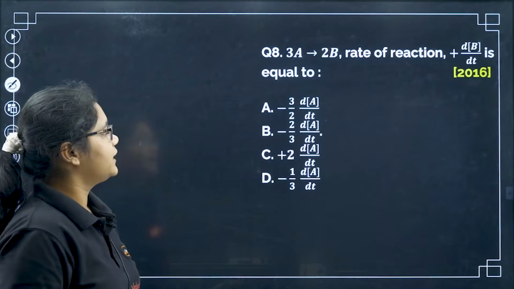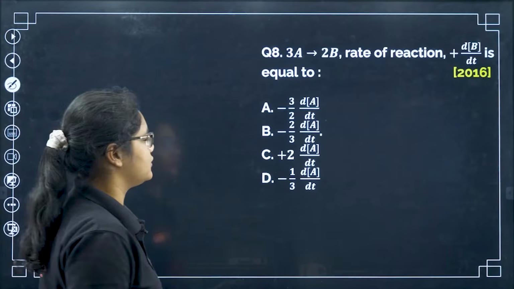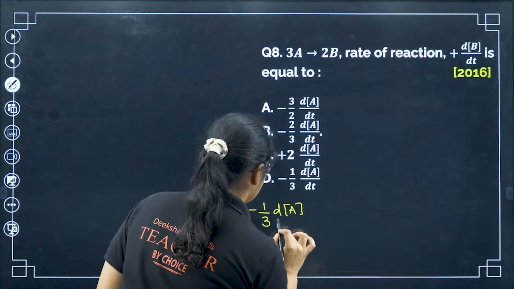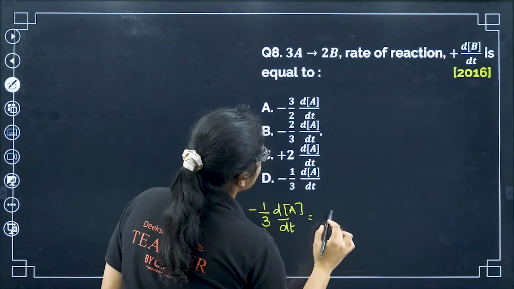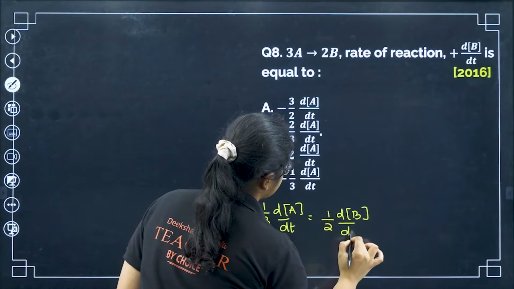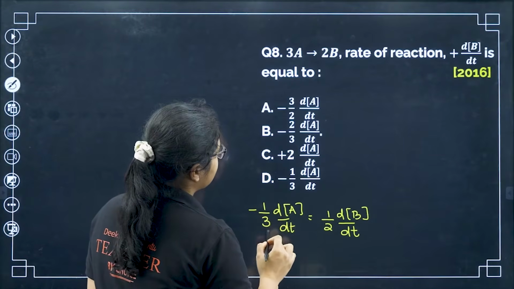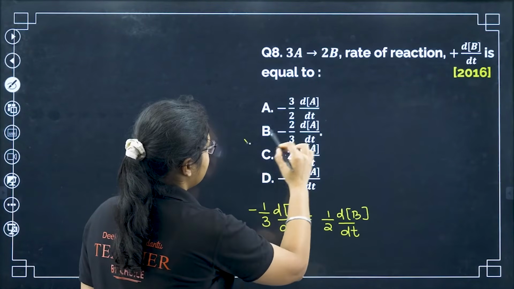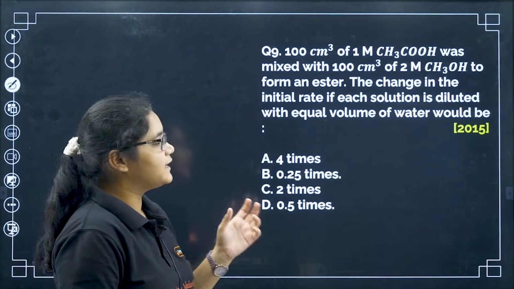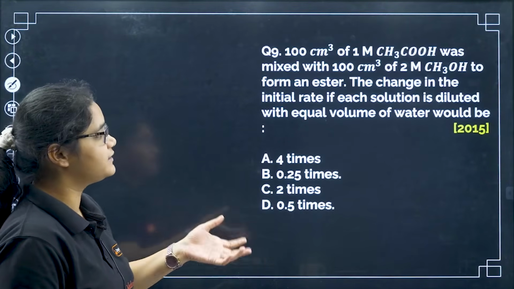Next we have question number 8. 3A gives 2B, the rate of the reaction, that is dB by dt, is equal to. So I have minus 1 by 3 dA by dt is equal to 1 by 2 of dB by dt. Okay, so now if I solve this, I'll get here 2 by 3 minus 2 by 3 dA by dt, which is option number B. Okay, very simple question.